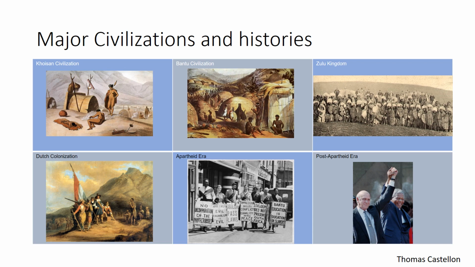Major civilizations and histories in the region. Khoisan civilization. The Khoisan group includes the earliest inhabitants in South Africa, dating back to around 100,000 years ago. These hunter-gatherers are believed to be the first humans to migrate out of Africa.